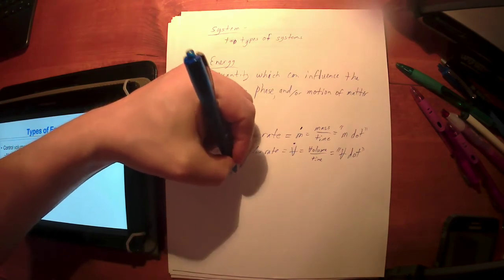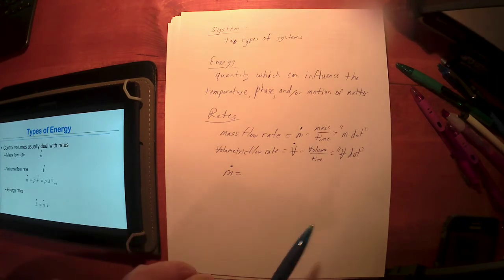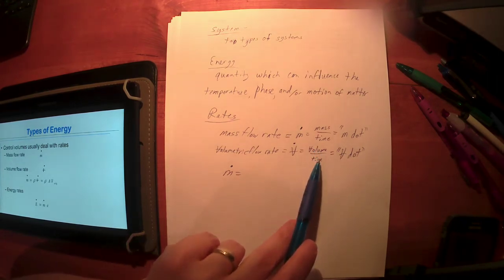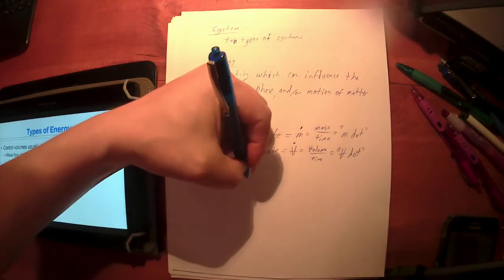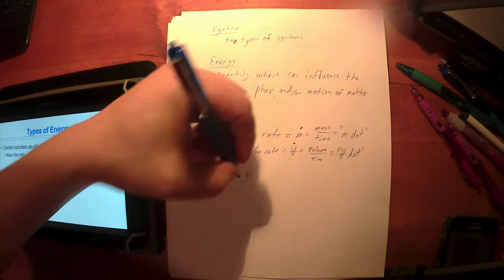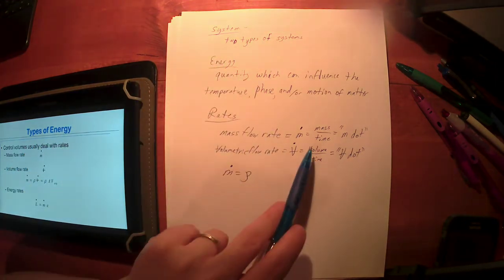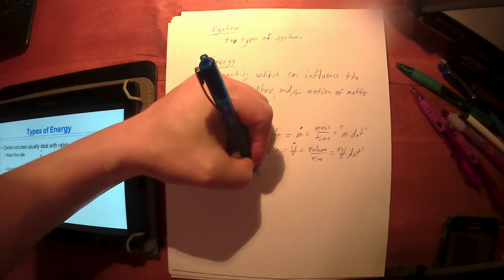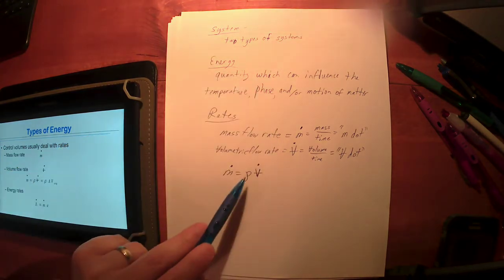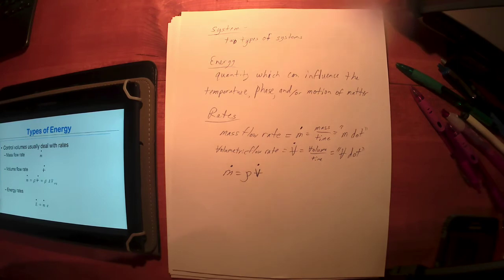There's a bunch of ways we can find m dot. One of the main ways: notice this is volume per unit time, and here this is mass per unit time. So if I've got something that is mass per unit volume, like density, multiply that by something that is volume per unit time. Mass per volume times volume per time gives mass per time. So density times V dot gives me m dot.